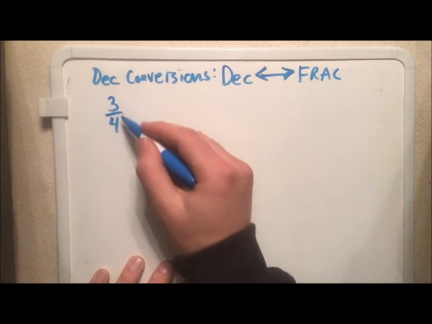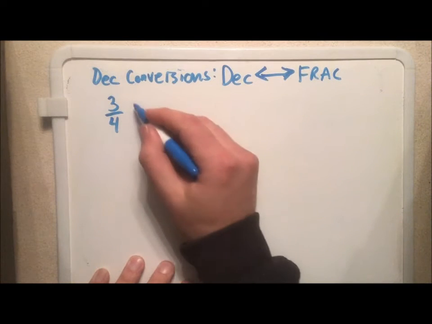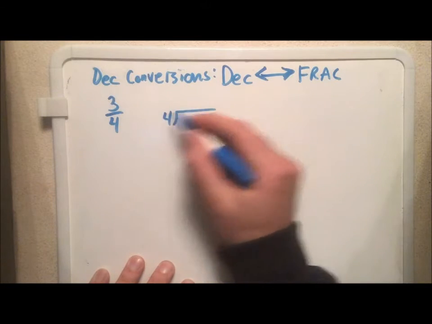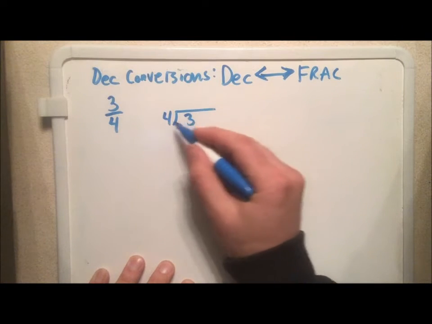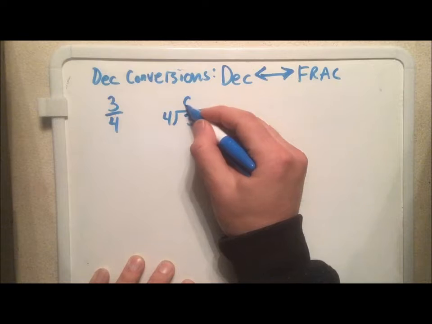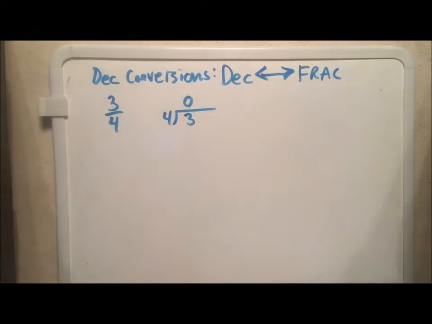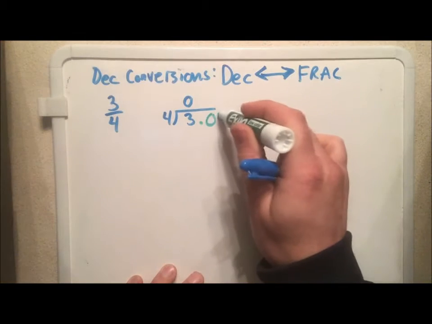It's okay if the top number is not bigger than the smaller number. You still do the same machine. You drop the top number under there. 4 goes into 3 0 times. No big deal. Why? Because we put extra zeros on the back.